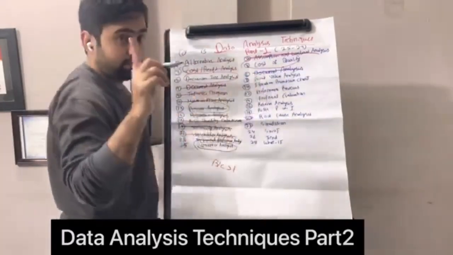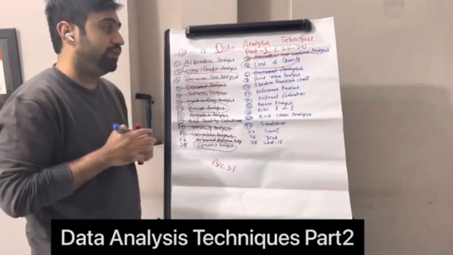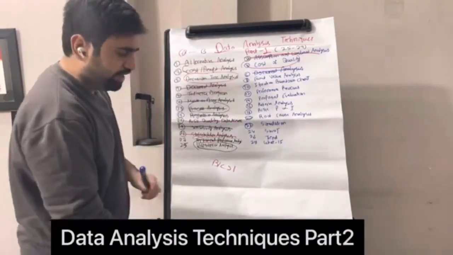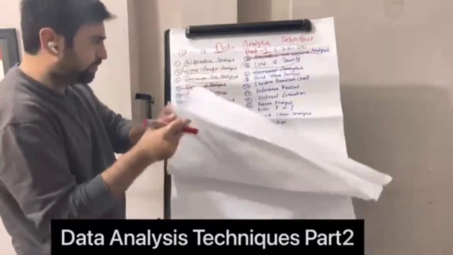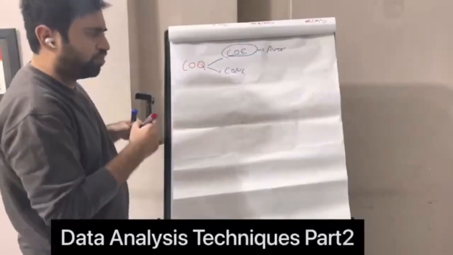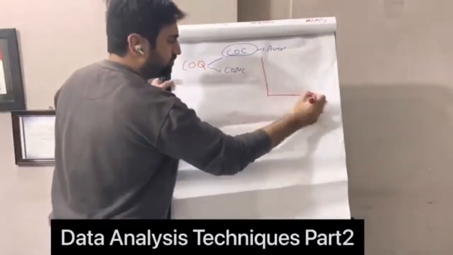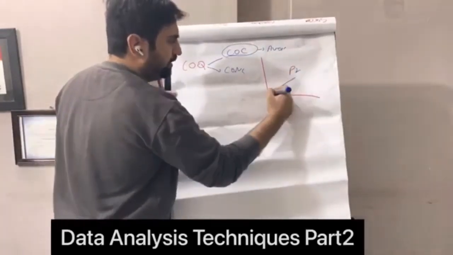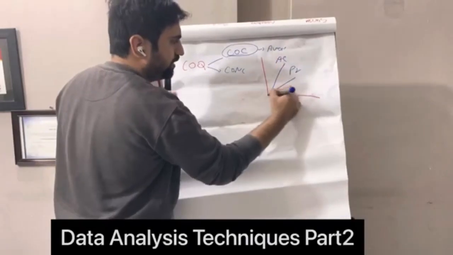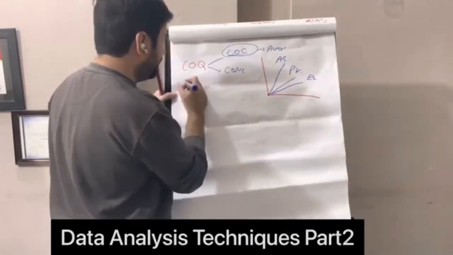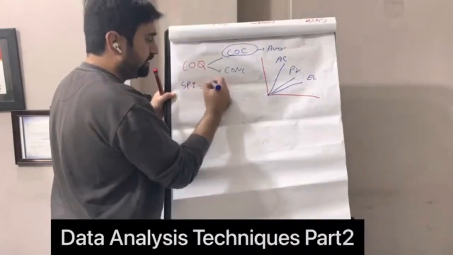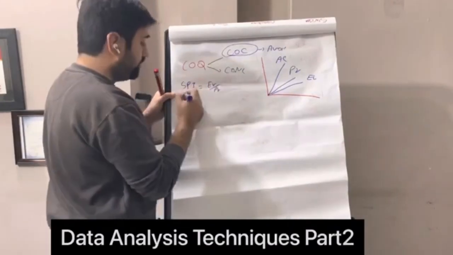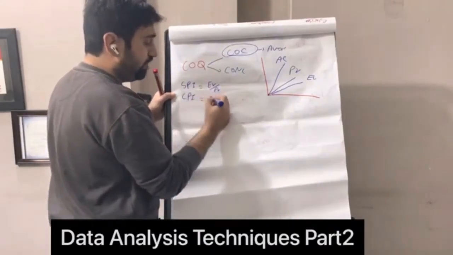Earned value analysis. Now you will get a question regarding earned value analysis in the exam, specifically SPI and CPI. If you remember, the earned value analysis chart looked like this. So you have planned value, actual cost, and earned value. You need to calculate schedule performance index, that is earned value divided by planned value, or CPI, cost performance index, earned value divided by actual cost.